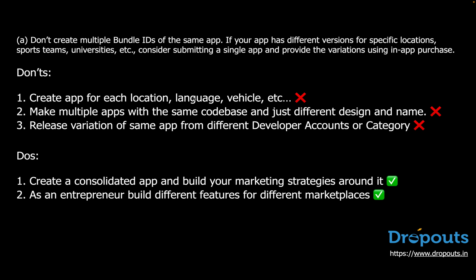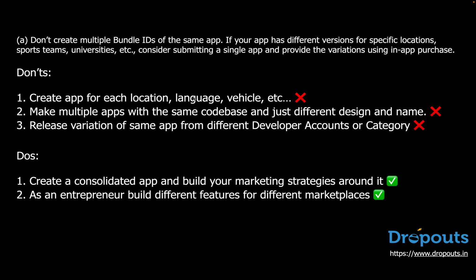The same applies even for sports teams, or, let's say, if you're helping users with learning languages, don't go ahead and create a Chinese version of it, an English version of it, a Hindi version of it. Make sure you just create one language learning app, and the users log into that app and then select whatever language they want to learn, and that's how the app should be built. So that's the do's and don'ts aspect of it.